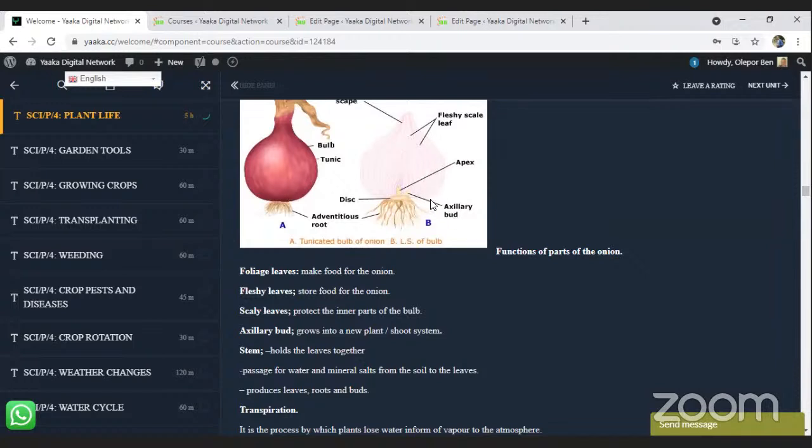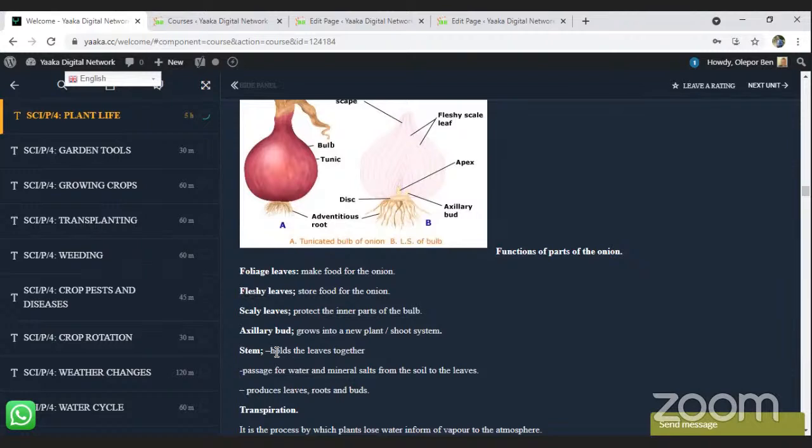A tunicated bulb of onion. Foliage leaves make food for the onion. Fleshy leaves store food for the onion. Scaly leaves protect the inner parts of the bulb. Axillary bud grows into a new plant or shoot system.